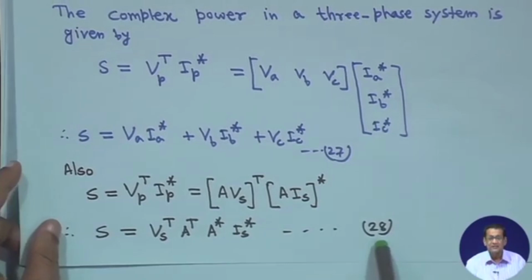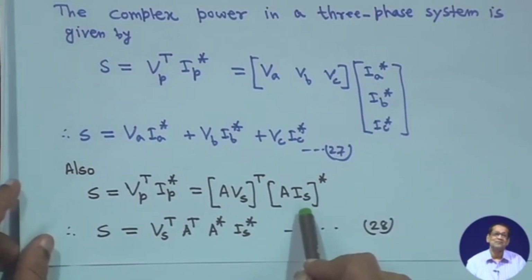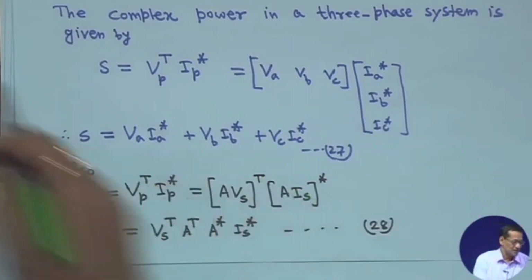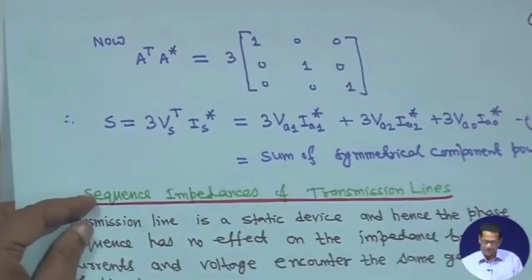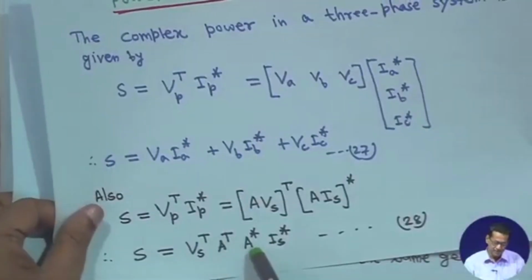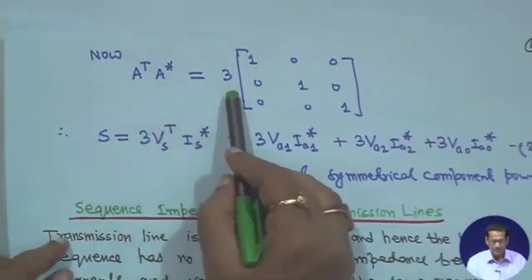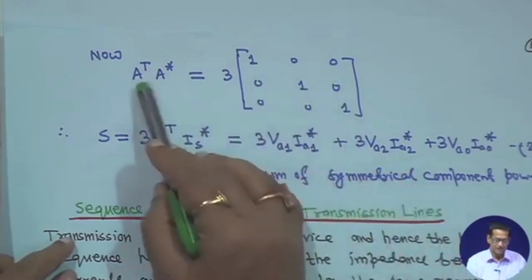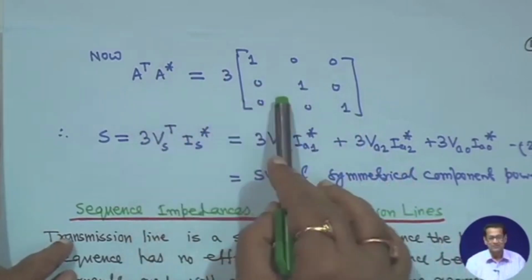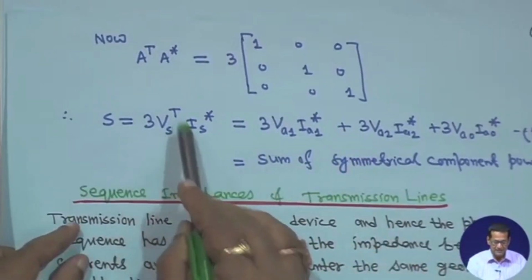This is actually equation 28, but I have not shown A Is; understandably both are the same, voltage and current philosophy remains the same. Now the A matrix is known to you, right, so this is your A transpose A conjugate. If you multiply A transpose A conjugate, it will be 3 into an identity matrix, that is 1 0 0, 0 1 0, 0 0 1. So if you do so, it will be 3 into an identity matrix. That means S is equal to 3 Vs transpose Is conjugate.